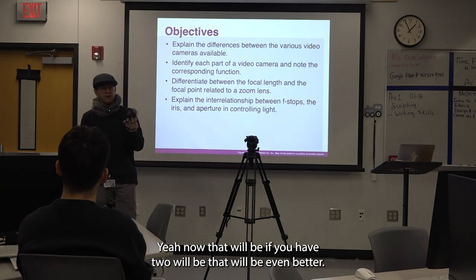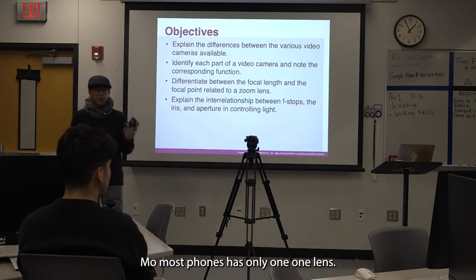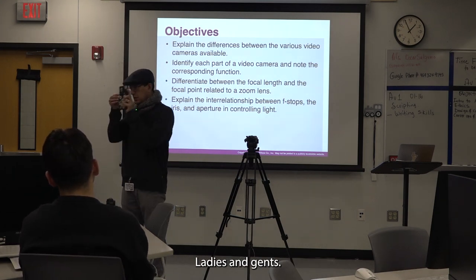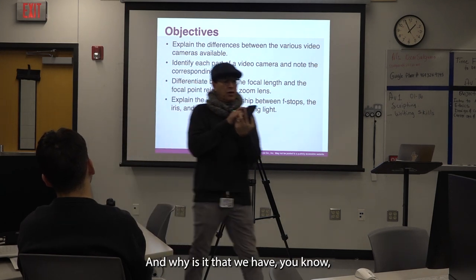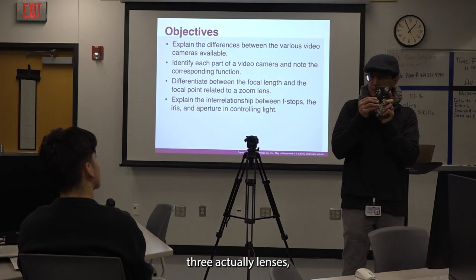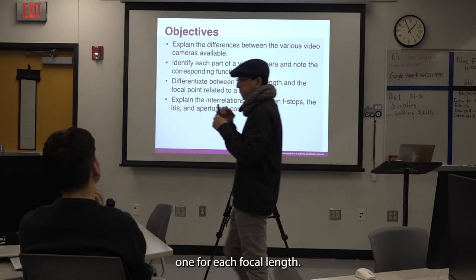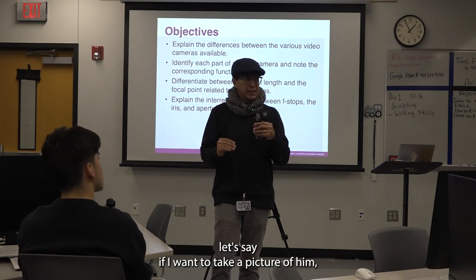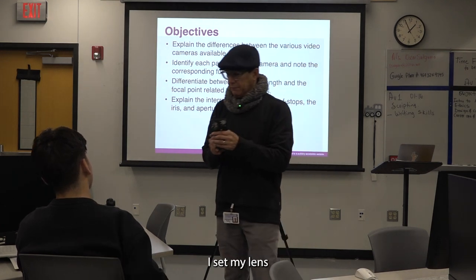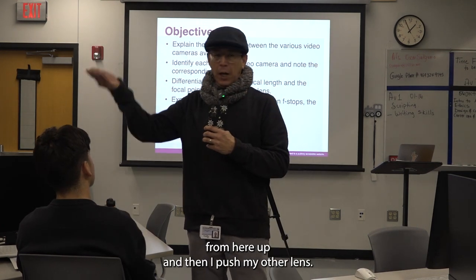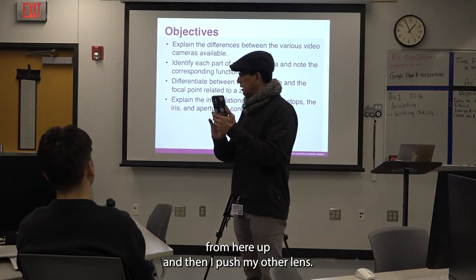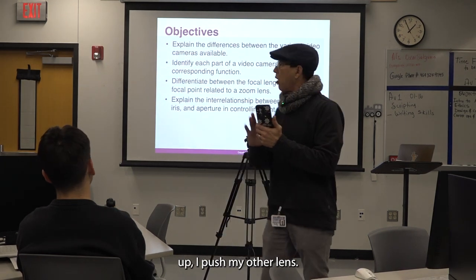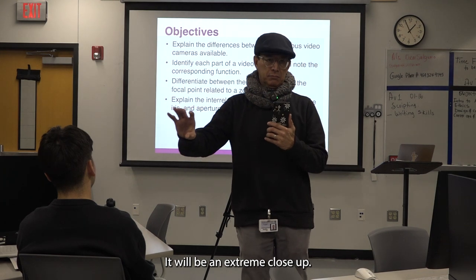Yeah, if you have 2, that will be even better. Most phones have only one lens, and those are lenses, ladies and gents. And why is it that we have three lenses? One for each focal length. Let's say if I want to take a picture of him, I set my lens from here up, and then I push my other lens, and it will probably be from here up. I push my other lens, it will be an extreme close-up, okay?